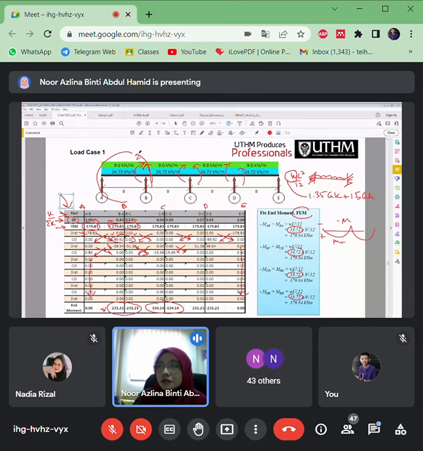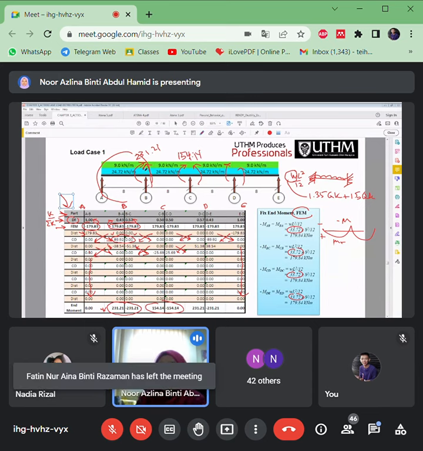So this is 231.21. There will be a positive and negative according to clockwise or anti-clockwise. This one is 154.14, same as the others. So you already have all the values, all the uniform loads, all the moments.